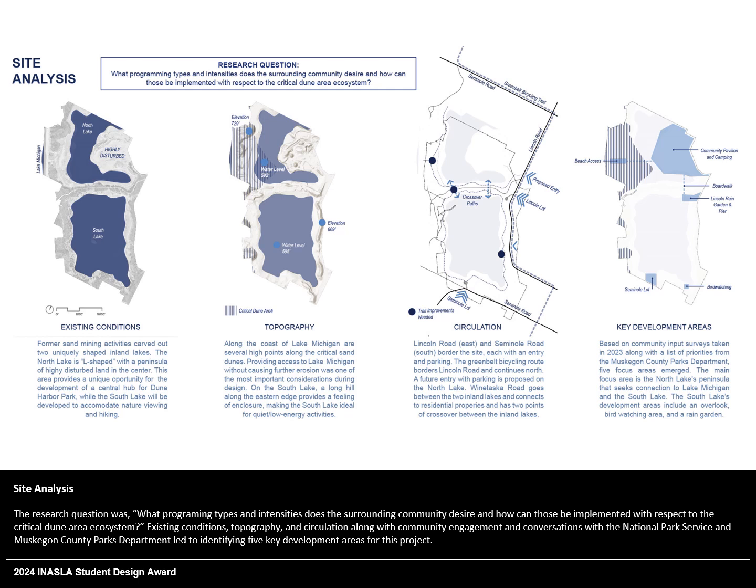The research question was, what programming types and intensities does the surrounding community desire, and how can those be implemented with respect to the critical dune area ecosystem? Existing conditions, topography, and circulation, along with community engagement and conversations with the National Park Service and Muskegon County Parks Department, led to identifying 5 key development areas for this project.